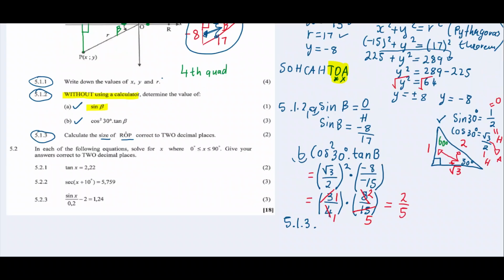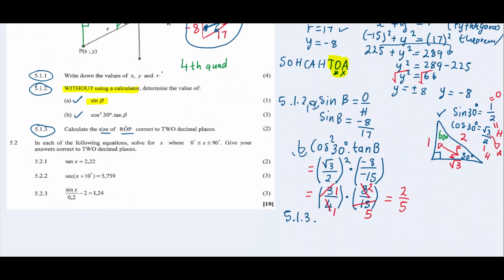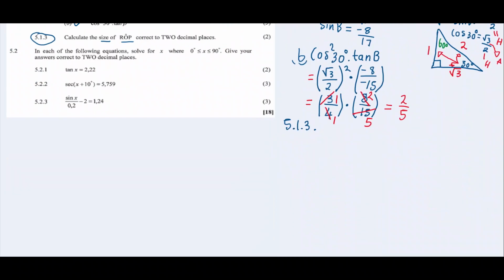So let's go and calculate the angle beta. How do we calculate the angle beta? We can make use of the simplified equation we had here, which was cos beta is equal to -15 over 17. So the angle beta that we can calculate here is going to be the cos inverse, so on the calculator, shift cos.